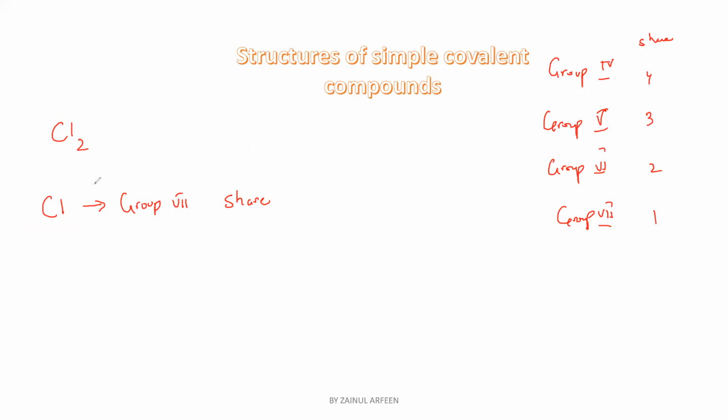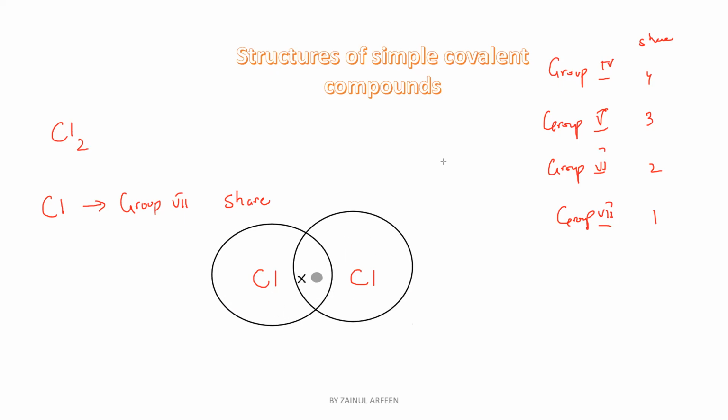And we have to draw the structure of Cl2. So how do we draw the structure of Cl2? We'll draw 2 chlorines. First, we'll draw the shared pair between the two atoms. So this chlorine is sharing 1, and the other chlorine should also share 1. So this is a shared electron between them. Now we complete the circle. This is a circle for the first chlorine and this is a circle for the second chlorine.